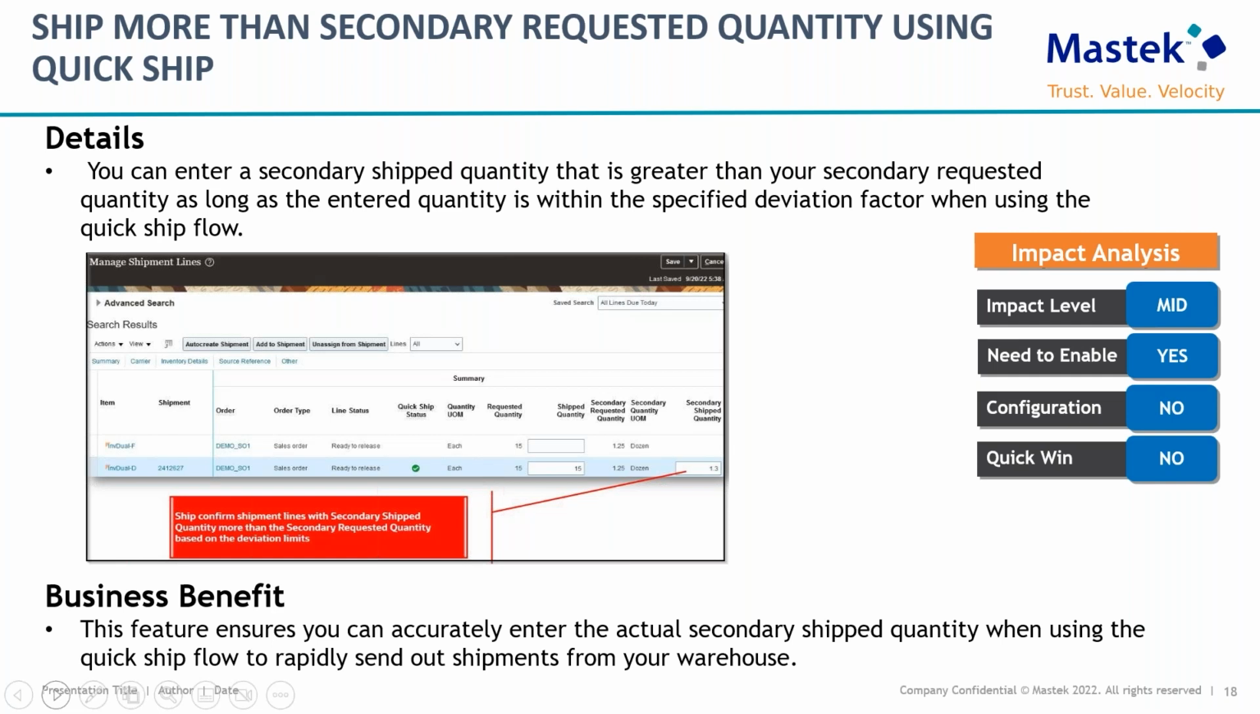The business benefit is that they can now accurately enter the secondary shipped quantity when they have the deviation factor mentioned in the product hub cloud, and they can use it in the quick ship flow to rapidly send out shipments from any warehouse that they're willing to send from. The impact analysis for this particular feature is on a medium scale. Yes, you will need to enable this feature going forward when it comes in 23 updates. Configuration is not required, and no, it is not a quick win.